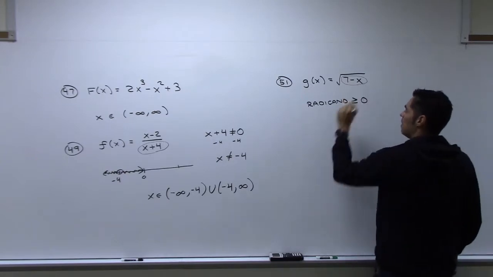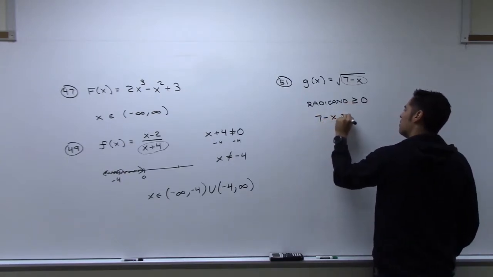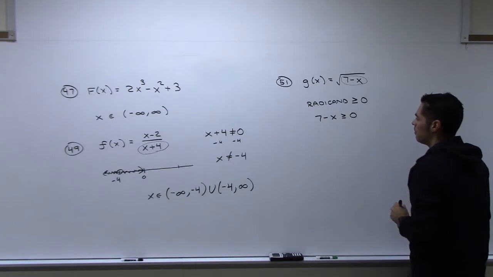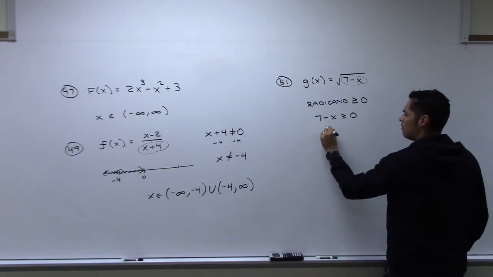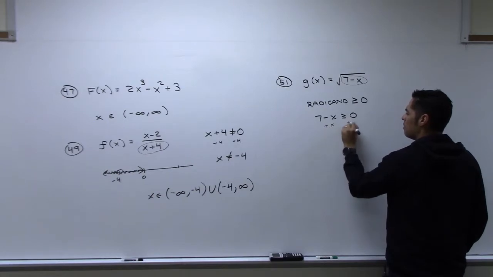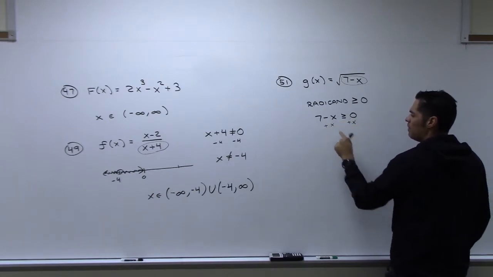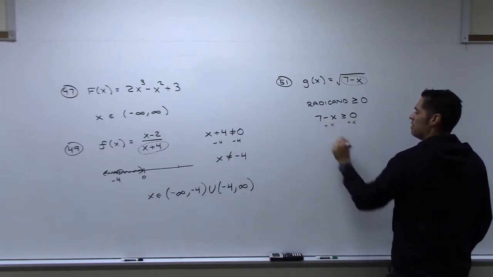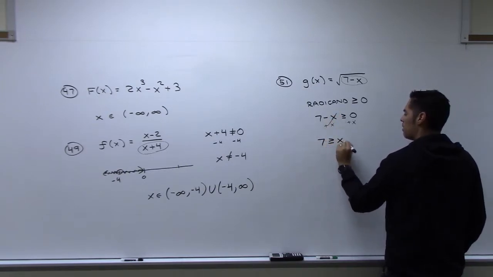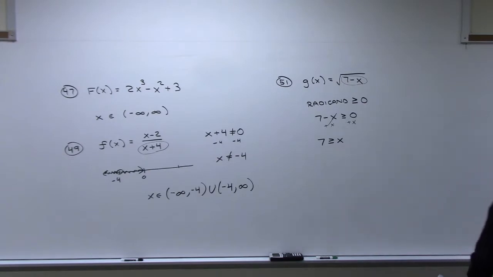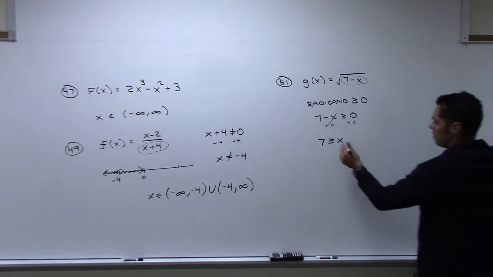So that means 7 minus x has to be greater than or equal to 0. And to solve this linear inequality, all I'm going to do is add x to both sides. And that will get x by itself, and it will also create a positive x. So cancel that, 7 greater than or equal to x. So that is my set of x's that'll work. But let's try and understand what this is.